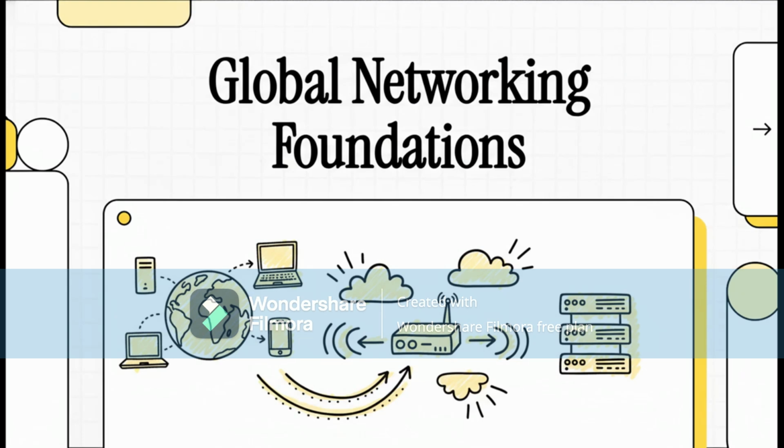Ever sent a text and just wondered how it gets to your friend in a split second? It feels like magic, doesn't it? Well, it's not magic. It's all thanks to computer networks. And today, we're going to break down exactly how they work.